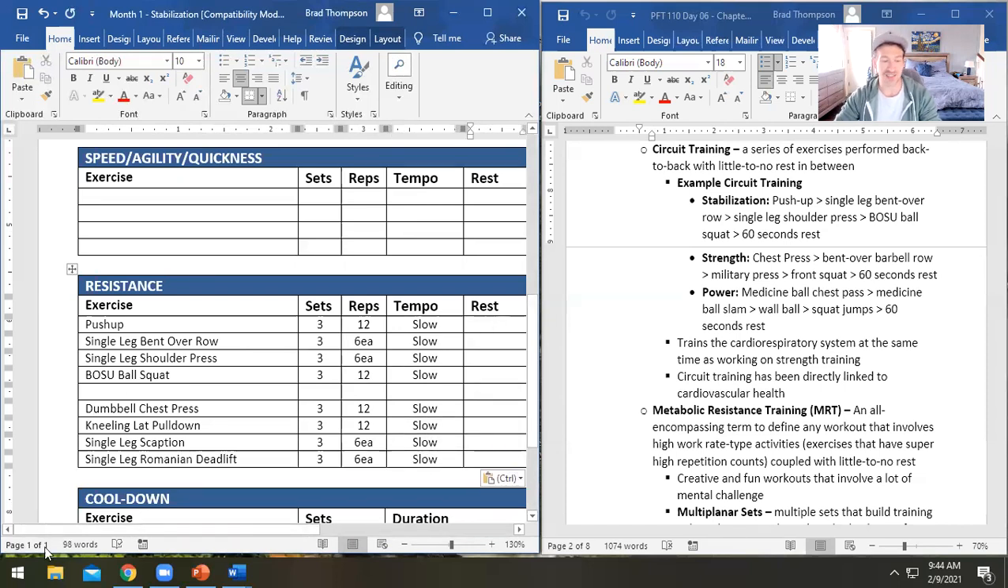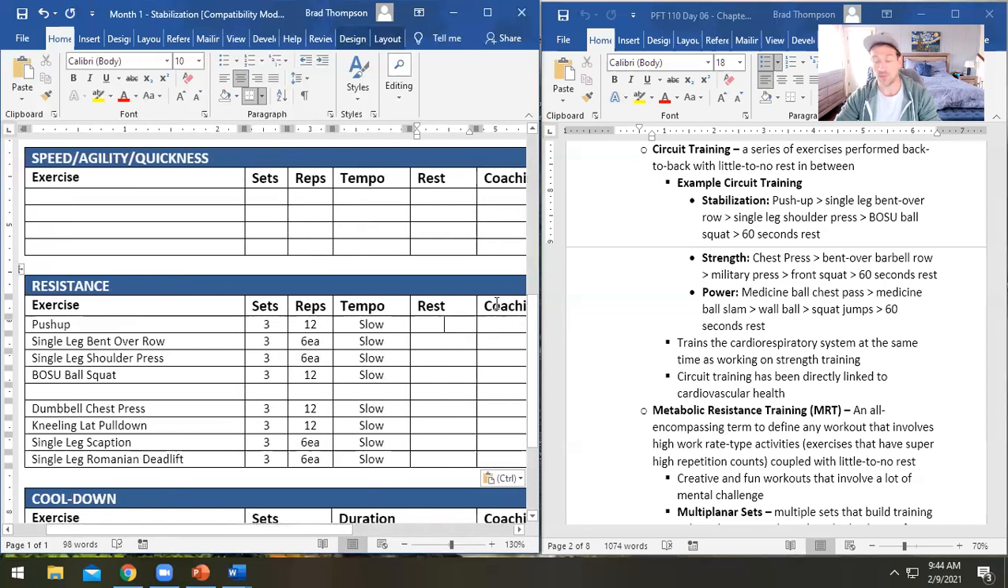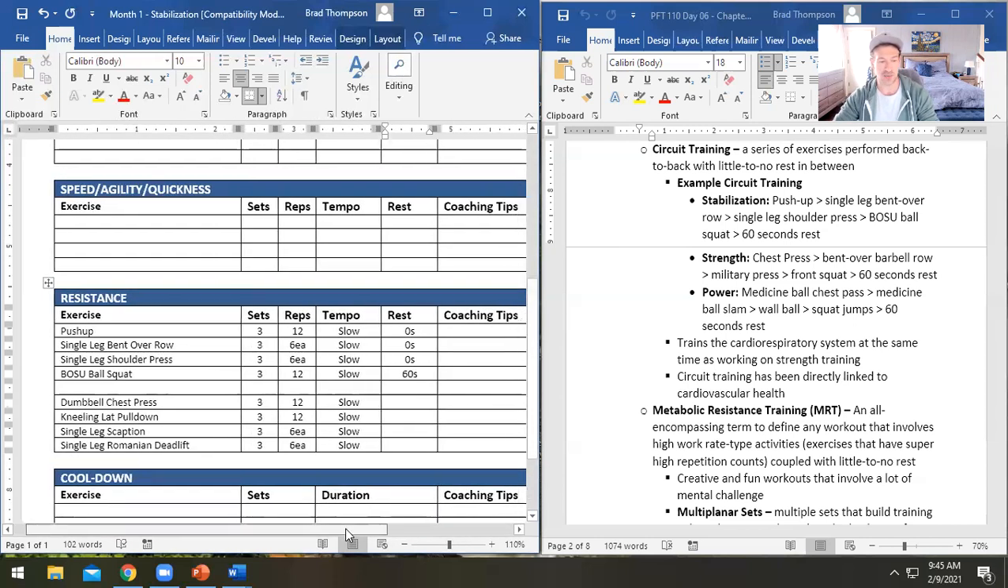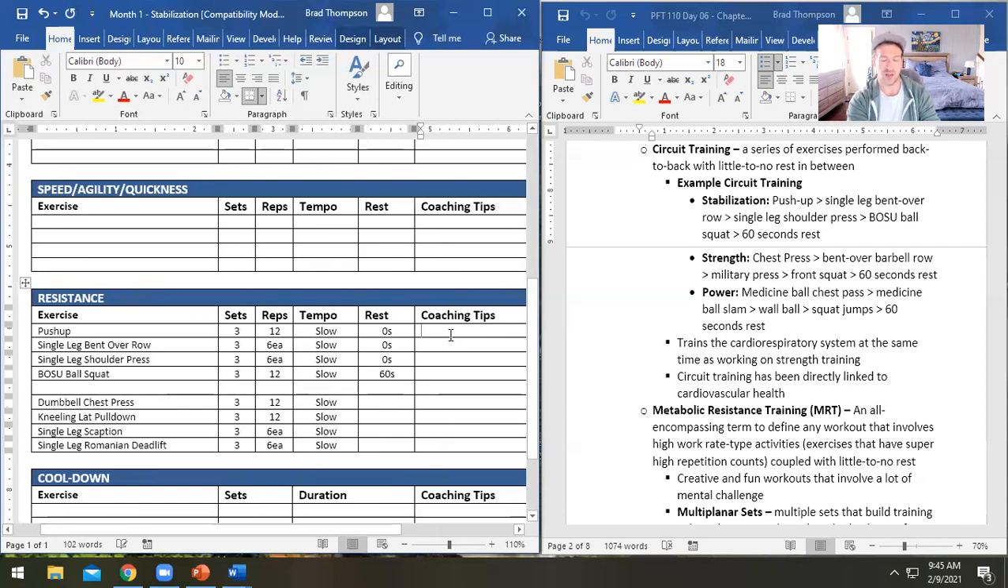Now, because it's a circuit, here's the important part, right? The circuit training, they are getting 0 rest in between each of these exercises until they get to the very end. Once they get to the end, they can take 60 seconds of rest. And then I'll put it in the coaching tip to remind my client, perform as a circuit, right? And I'll just go ahead and copy that and make it the same for their other circuit.